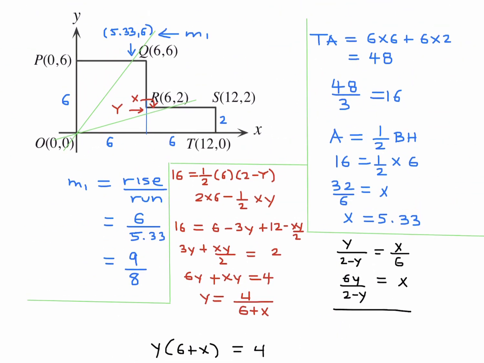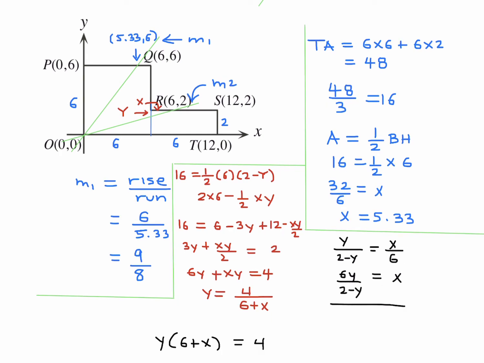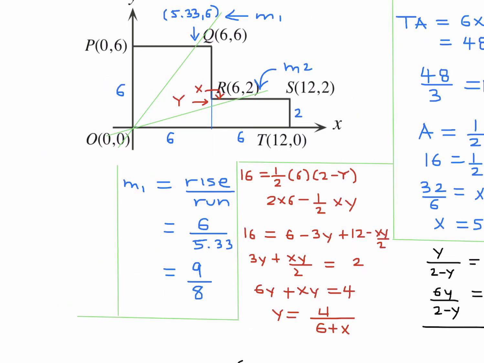That allows me to figure out the slope of this line right here, M2. M2, again, is rise over run. And this time, I'm looking at this triangle for rise over run. My rise is from here to here, which is the equivalent of 2 minus y. And my run is 6.